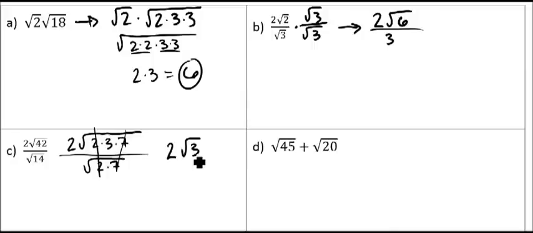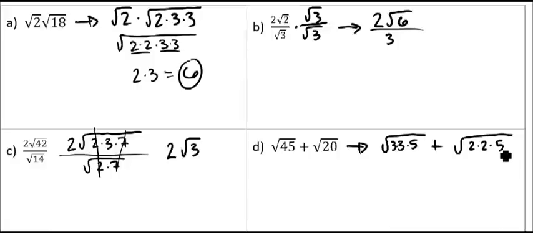Part D, let's see, both of these have some perfect squares in them. In fact, the square root of 45 is, of course, 9 times 5. So I'm going to look at this as the 9, which is root 3 times root 3, and then a 5. So I've got a root 3 times a root 3 times a 5. And I'm adding that to the square root of 20. 20 is 4 times 5, or 2 times 2 times 5. I just like writing them in their completely factored form.